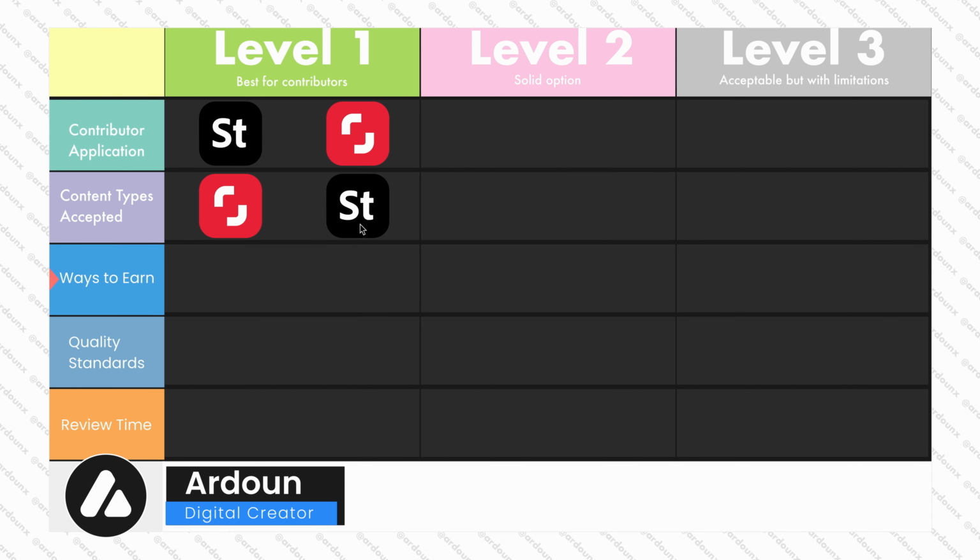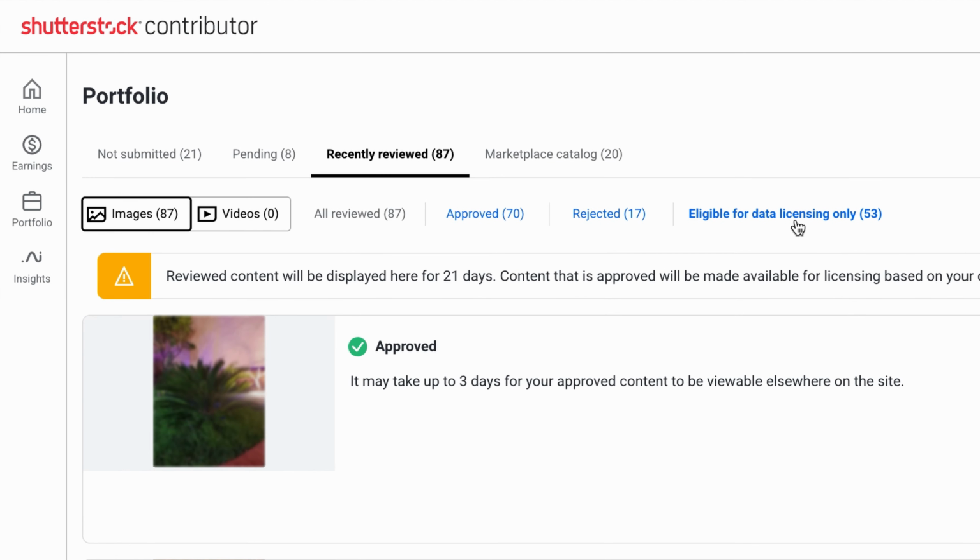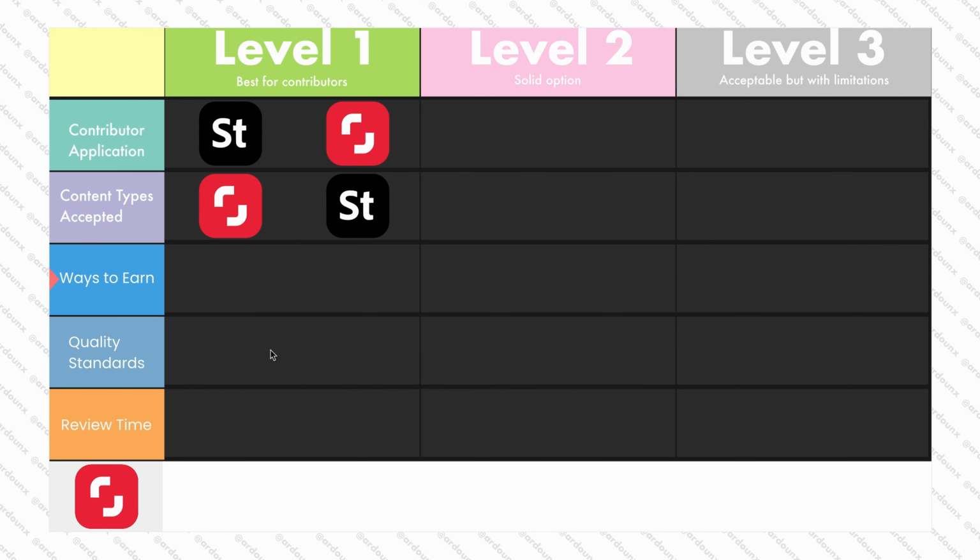Both platforms pay you royalties whenever someone downloads your work. However, there are slight differences. With Shutterstock, there's an extra twist. They not only earn royalties from downloads but also accept more content into datasets and may license your work to third parties.